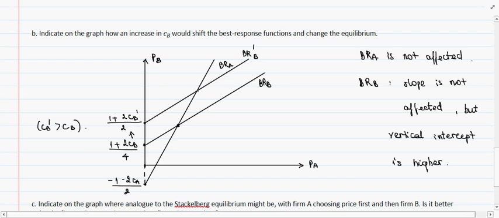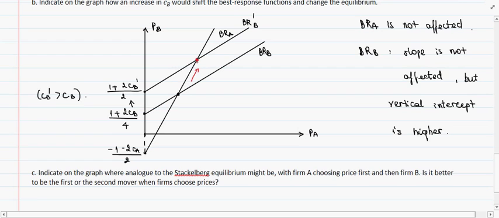And therefore, the equilibrium is going to move to this point over here. Okay, so this is my new equilibrium at this point. So we are moving from this point to this point over here, the new equilibrium, when we have a new best response function. As you can see, the two firms are charging higher prices now. Compared to the original equilibrium, firm B is going to charge a higher price, and therefore firm A is going to follow and charge a higher price as well.